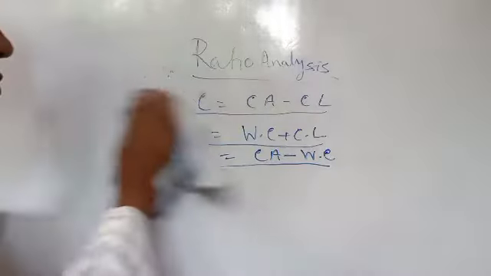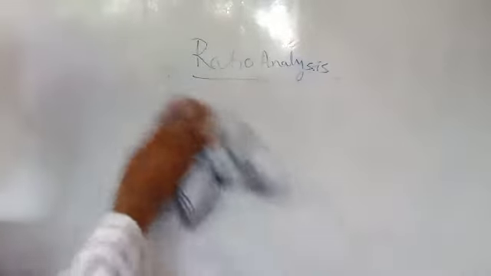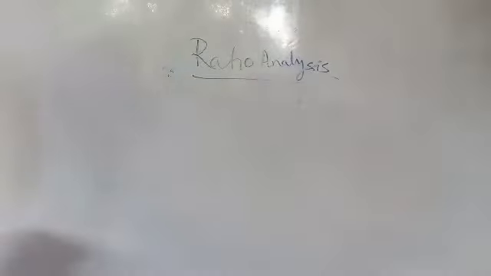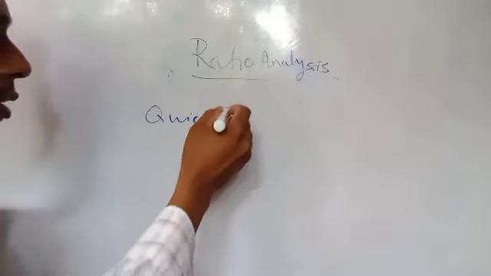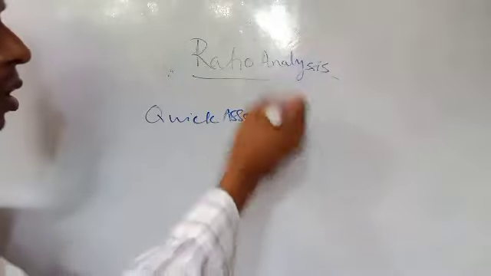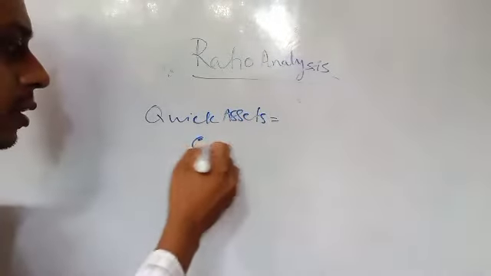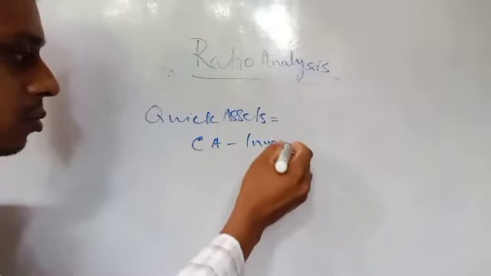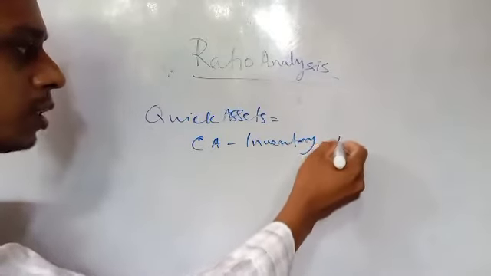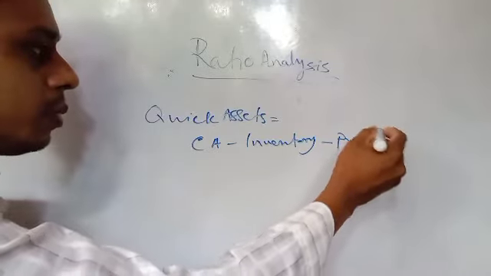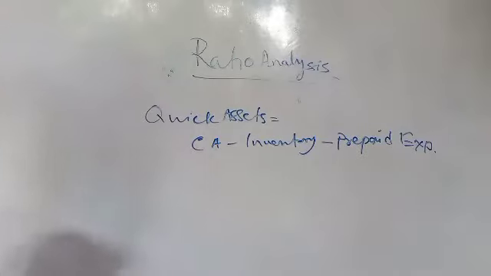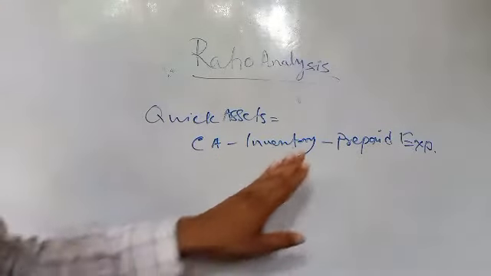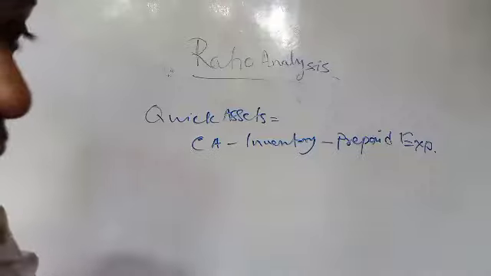Now quick asset, that formula of quick asset, you know, quick assets equal to current asset minus inventory minus prepaid expenses. So quick asset means current asset minus inventory minus prepaid. So if current asset, inventory and prepaid expenses are given, easily you can find the quick asset.